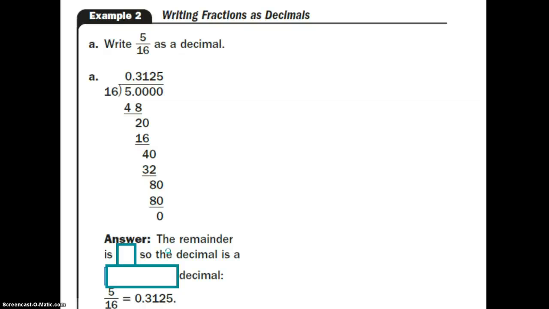Example 2, writing fractions as decimals. Write 5/16 as a decimal. What you want to do is move the numerator down and put that underneath the division sign. So what you have is 16 into 5. You can't do that, so you put the decimal point, add a 0. And then you have to figure out how many times 16 goes into 50. That would be 3. Remember to bring up the decimal point.